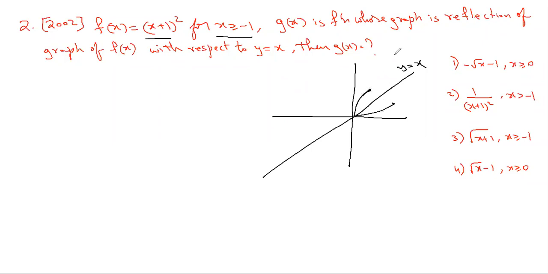So in this reflection, what's happening is the x coordinate of the point becomes the y coordinate. For example, you take this point as (2, 1), and when you reflect, that becomes (1, 2). Not only for that point, for every point, the y becomes x and x becomes y when you reflect with respect to y equal to x. This is the observation. When you reflect a graph with respect to y equal to x, the x coordinate and y coordinate interchange, right?